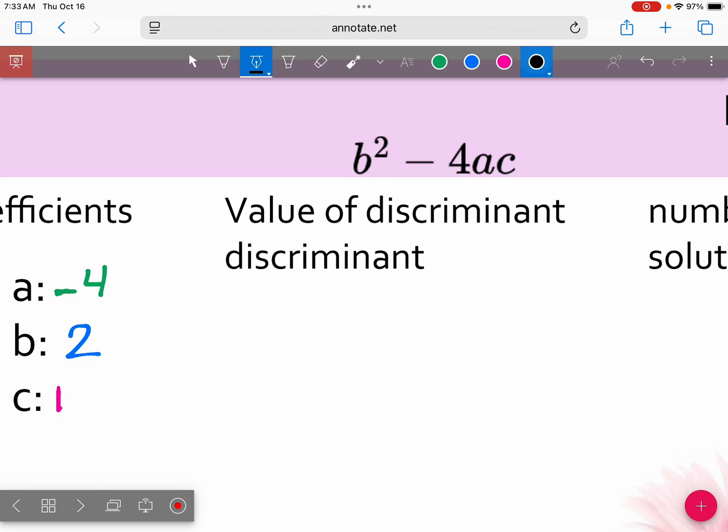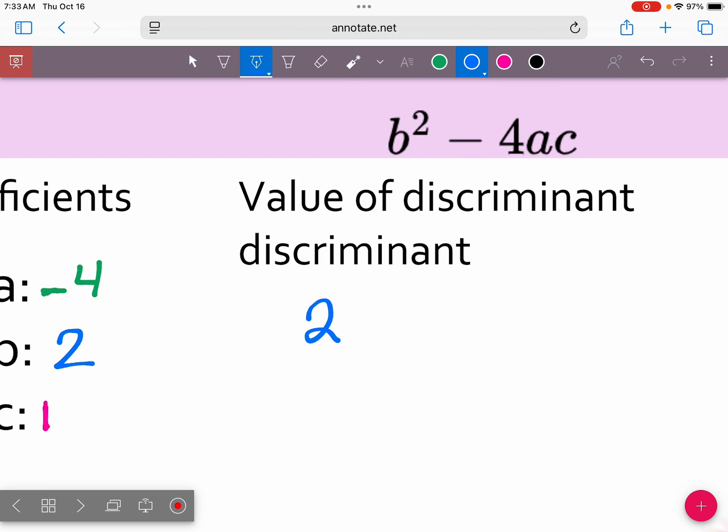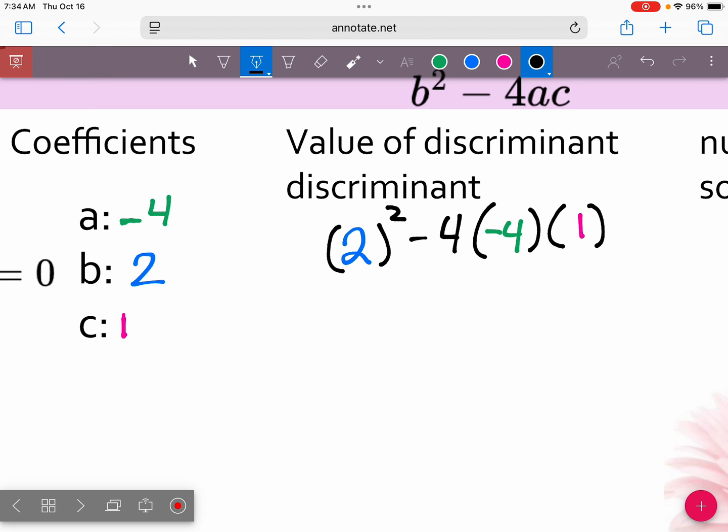So when we substitute those into our discriminant, we're going to have our 2 squared minus 4 times negative 4 times 1. What do we get as the value of our discriminant? Say it again. 20. Our 2 squared is going to give us 4. Minus 4 times minus 4 gives us a positive 16. 4 plus 16 gives us 20.